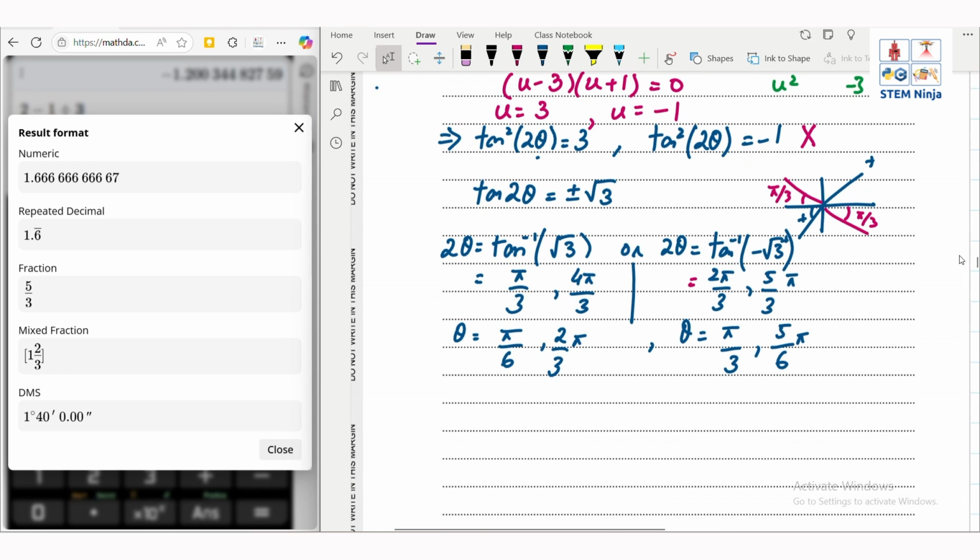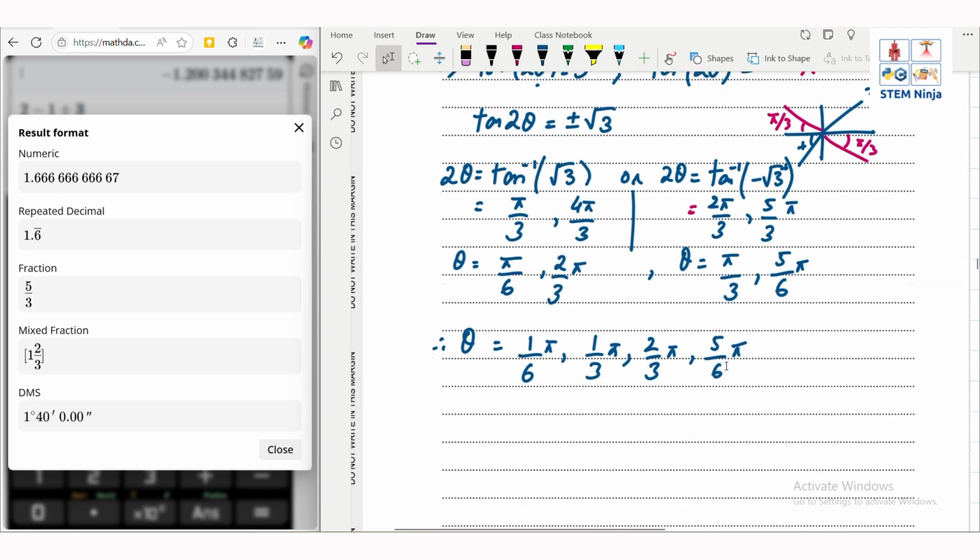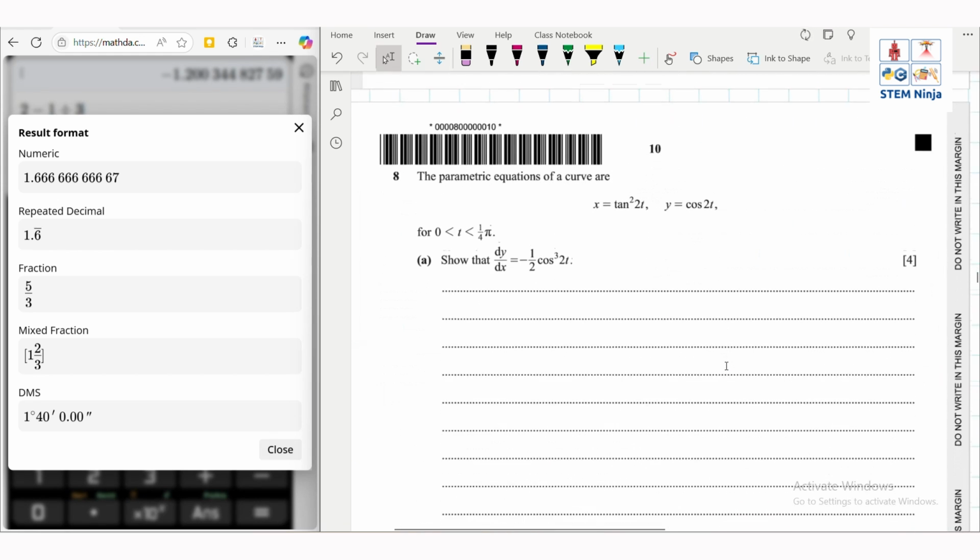All right, so now arrange in total. Therefore, theta is 1 over 6 pi, 1 over 3 pi, 2/3 of pi, and 5/6 of pi. All right, so that's the answer. All right, moving on to next question.